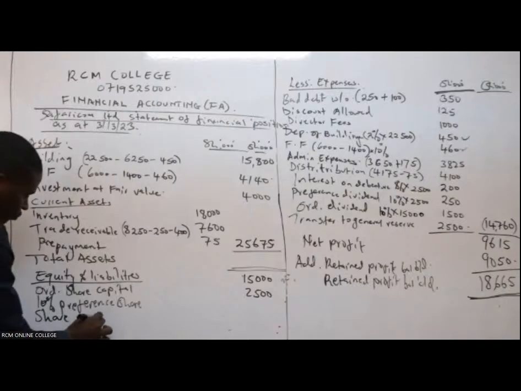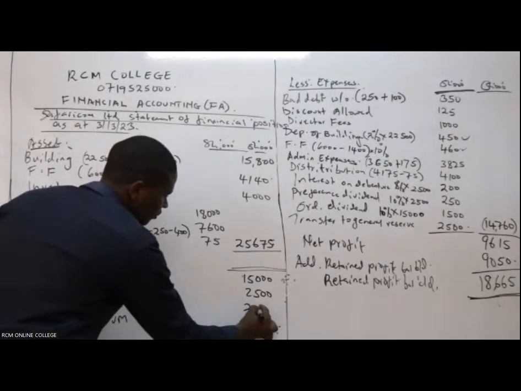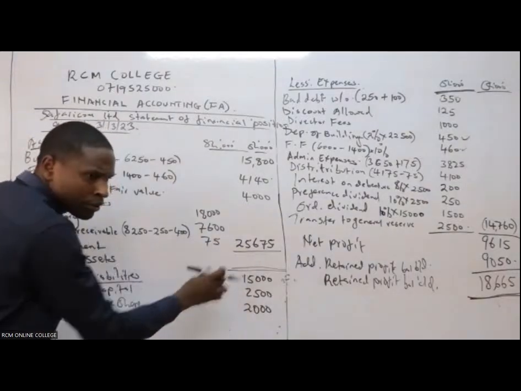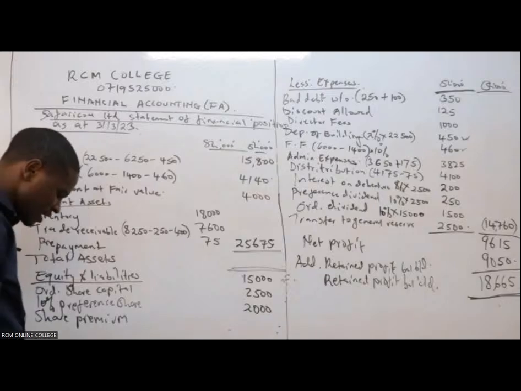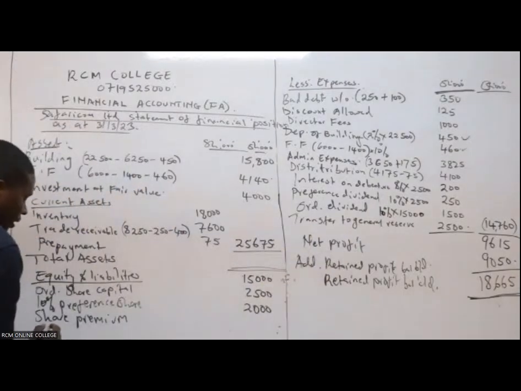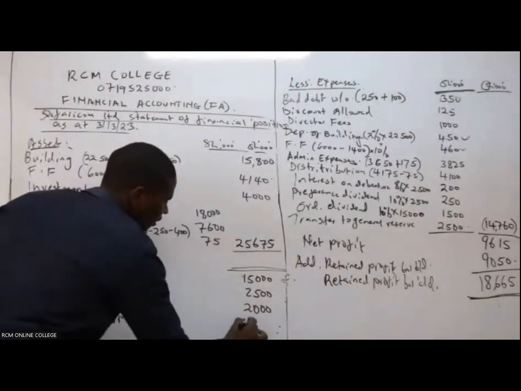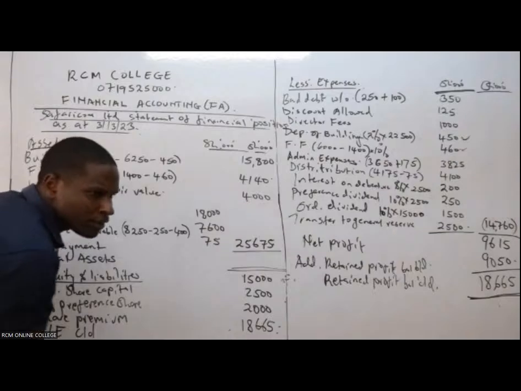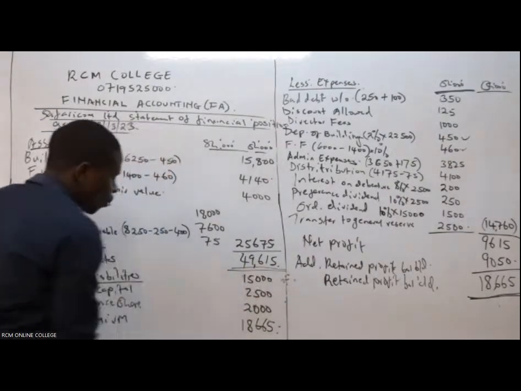Share premium was 2,000. For the interest of time, 2,000. It was just above there. Somebody put share premium. Then we had retained earnings, the one that is carried down. Retained earnings, carry down, that is 18,665. 49,615. We are almost there.